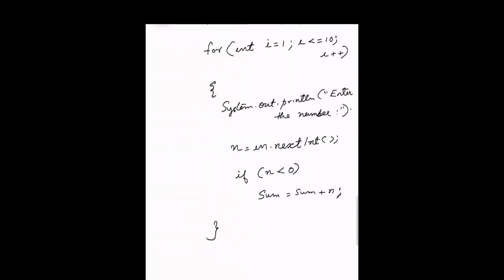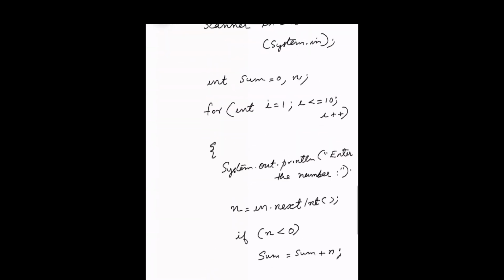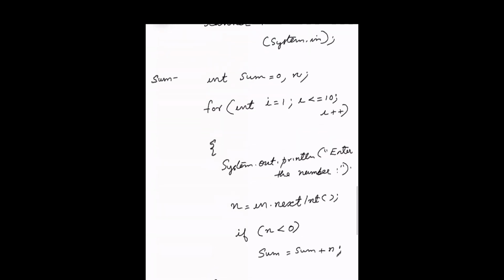So here, what happens in the for loop is, initially you are declaring sum as 0, right? Then comes the for loop. In the first iteration, the value of i is 1. Here you are inputting the value n. Say some number you are inputting. Which number do you want to input?